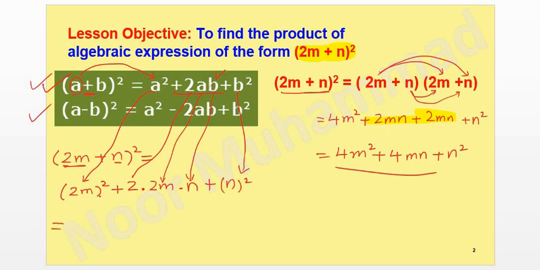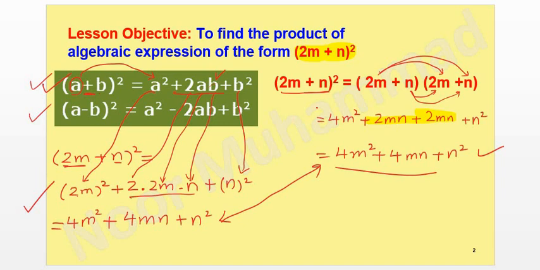Now solve it. 2 squared is 4, and m squared will be written as m squared. Plus multiply these three, so it will become 2 times 2, 4mn, plus n squared. So we are getting the same answer as we got here. Clear? So it means that the same question can be solved with the help of the formula or with the help of this expansion, by changing it into two brackets and then expanding the brackets.